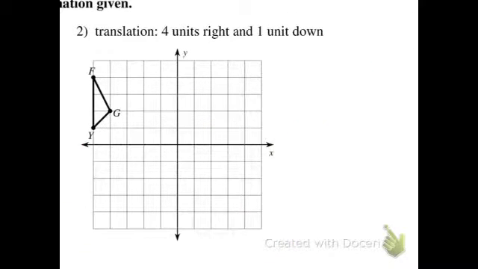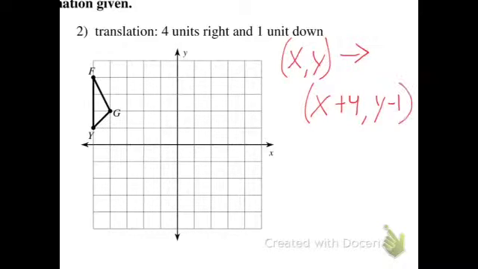Moving on to 2, we need to move it right 4 units and down 1. So you can write your function right away because it tells you the directions. Your x values are going to be 4 more, and your y value is going to be 1 less because you're moving it down. And so right 4, down 1, just take each of those points.